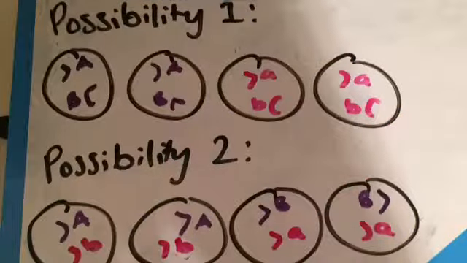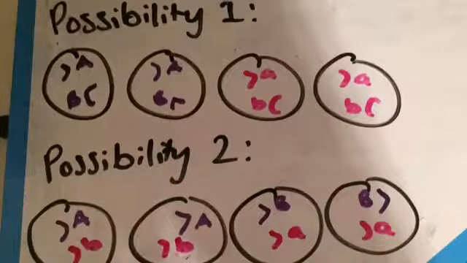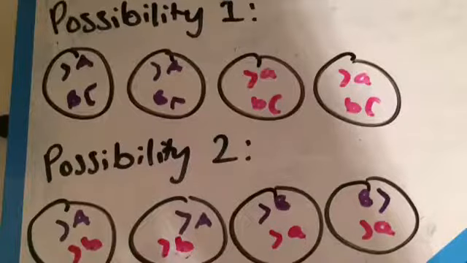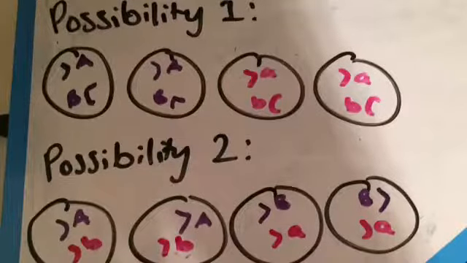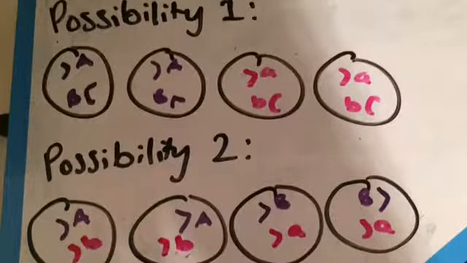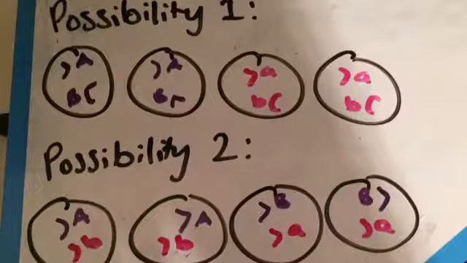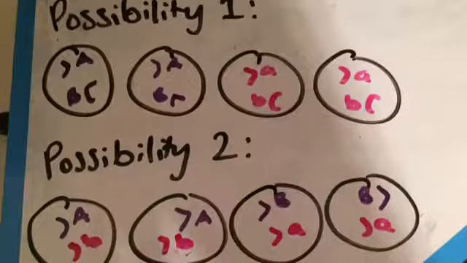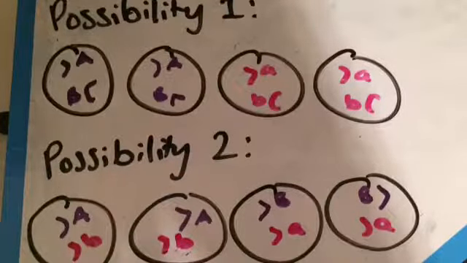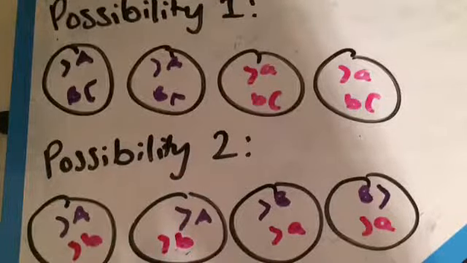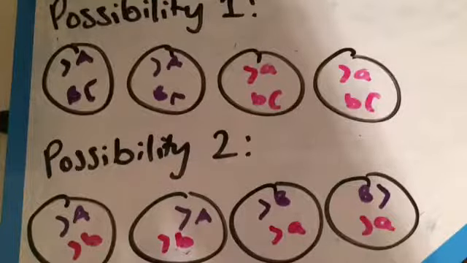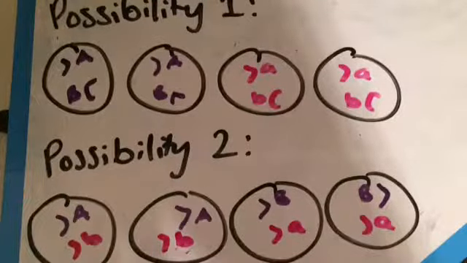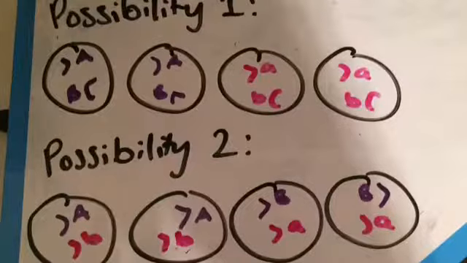The final outcomes show the law of independent assortment because in possibility 1, the 2 dominant alleles ended up in the same gametes, while the 2 recessive alleles ended up in the same gametes. Possibility 2, the 2 dominant alleles were lined up on opposite sides at the metaphase plate in metaphase 1. These gametes also show the law of segregation because each gamete only contains 1 copy of each allele.